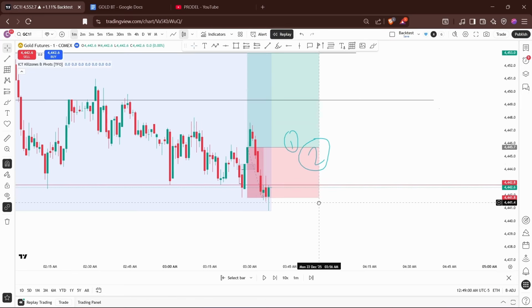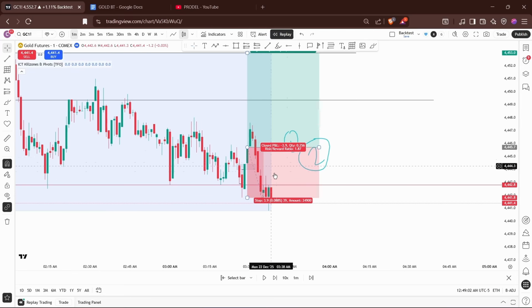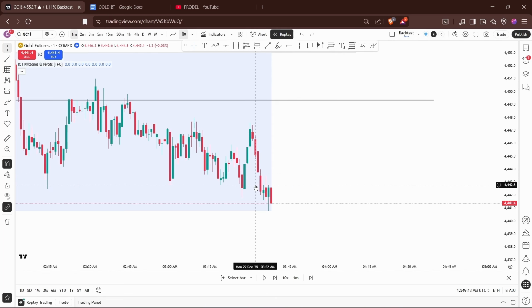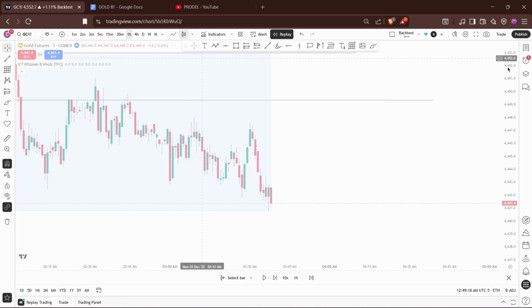Yeah, we can see this is the perfect SL first trade. Let's see the second trade, and this is the entry criteria. I use the same entry criteria for every trade. Let's see.